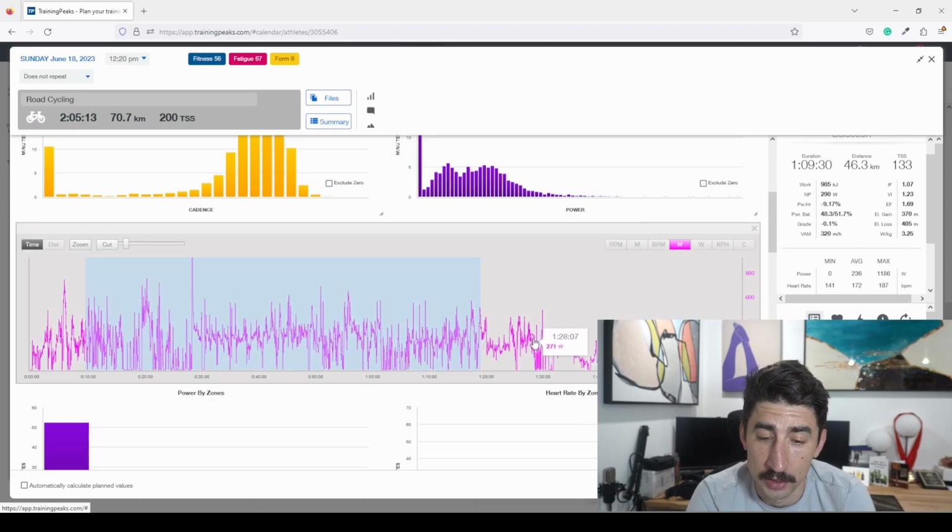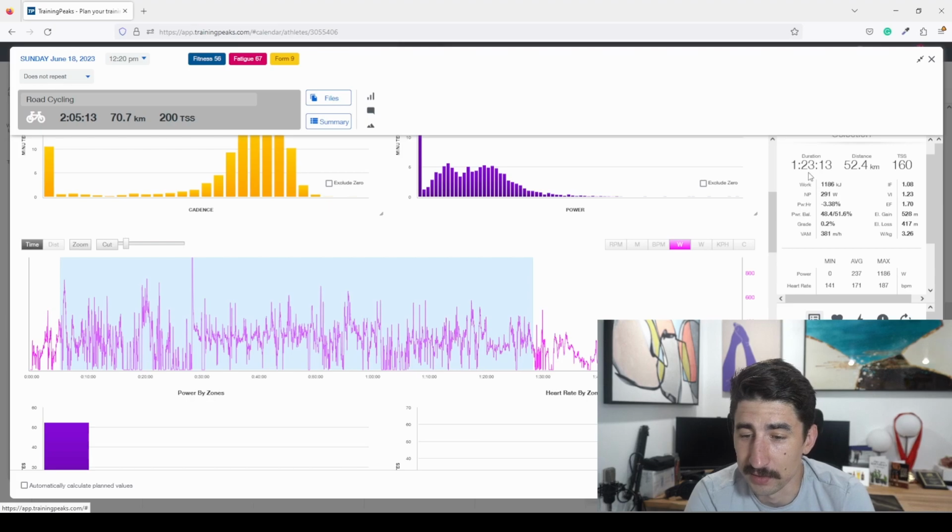If we highlight even here to here, where most of the effort is going, this is actually where I got dropped on Side Trombone. I kind of rode in solo. That's okay, it happens all the time. You can still see there's an hour 20 and the IF is still 1.08, or 291. And again, my FTP is like 270 watts. So it is what it is.